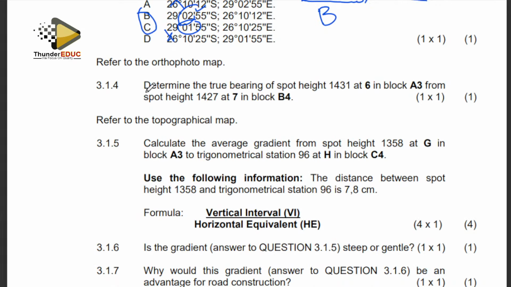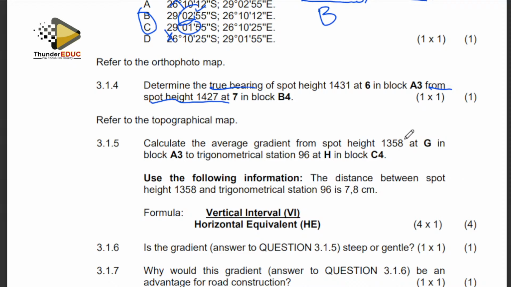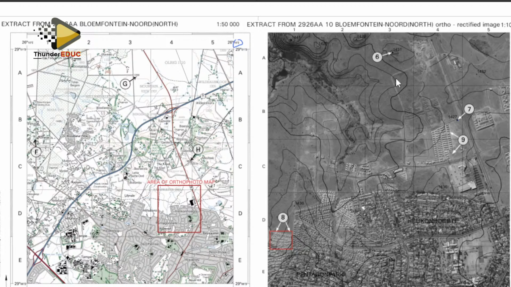And the question that you're looking at is saying, determine the true bearing of a spot height at 6 in block 1 from. Remember I told you that the moment they say true bearing, the keyword is from. What is the starting point here? Spot height 1427 at 7. So we come here. Where is 7? 7 is here. So we are starting from 7 here, going to where? Going to 6. So 6 is here, 7 is here. So these are the two areas we are using.